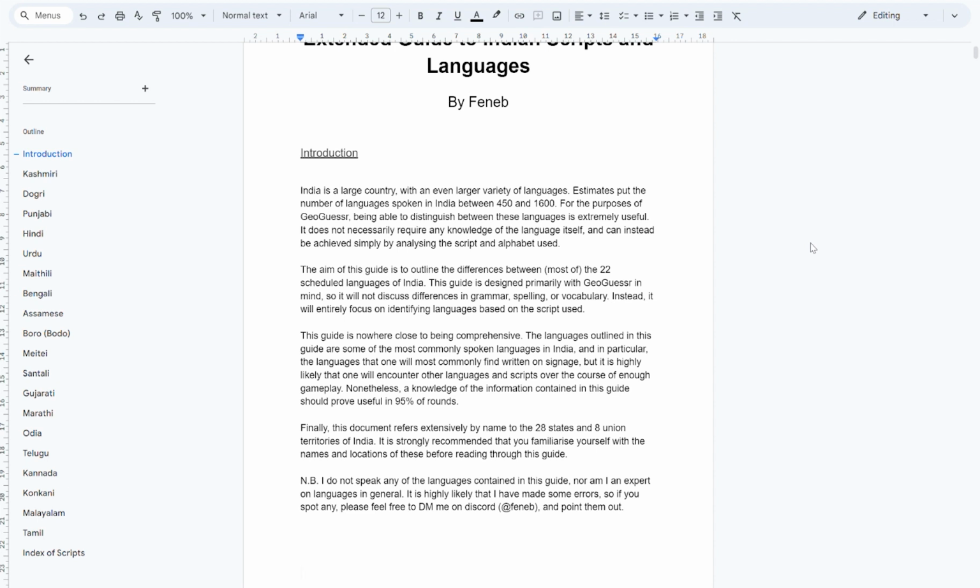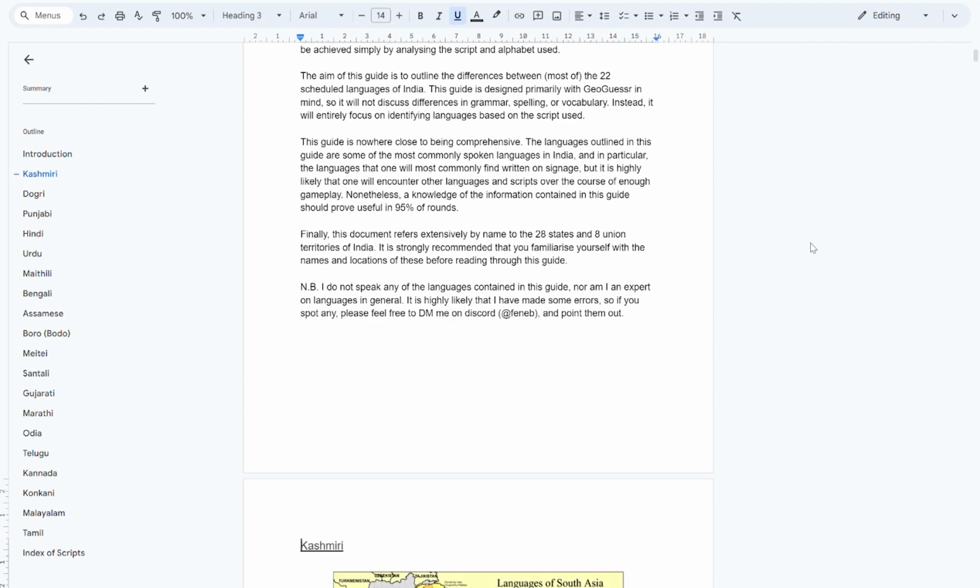I'm going to refer a lot by name to the 28 states and union territories of India. I recommend that you familiarize yourselves with those, but obviously I'll refer to maps and you'll get an idea of where they are in general.